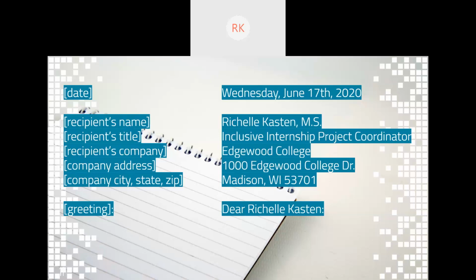On the right, I did put my own example. So say that you were writing a letter of recommendation for a student and I was receiving it. You'd put today's date if you were writing it, Wednesday, June 17th. You'd put the name, title, all those good things. And I did mine as an example since you guys know me, so it might be easier to connect the dots there.